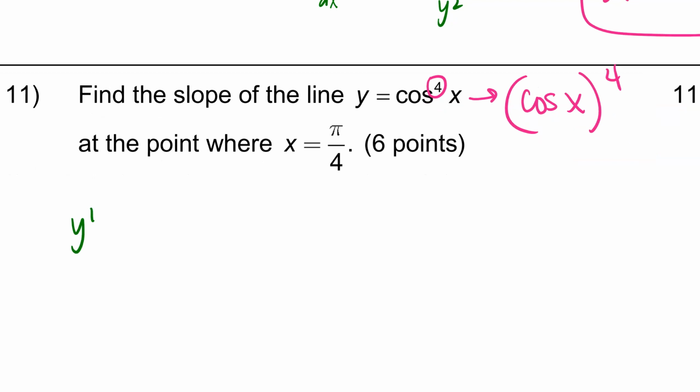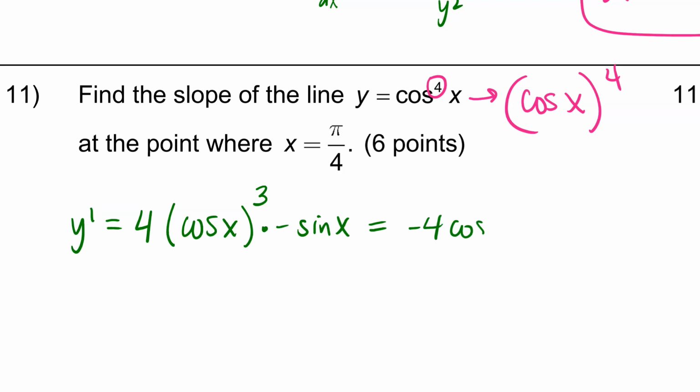So y prime is going to be 4 times cosine of x to the 3rd power. I dealt with the exponent on the outside. Now I have to go inside. Derivative of cosine of x is negative sine x. So the derivative is negative 4 cosine cubed x times sine of x.